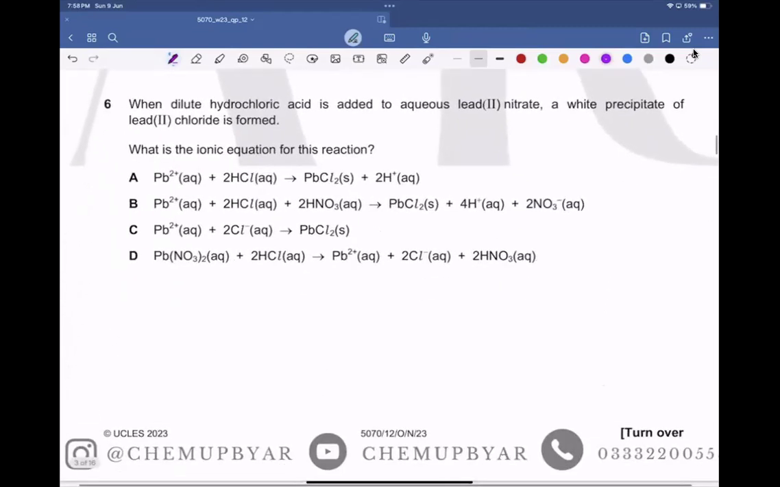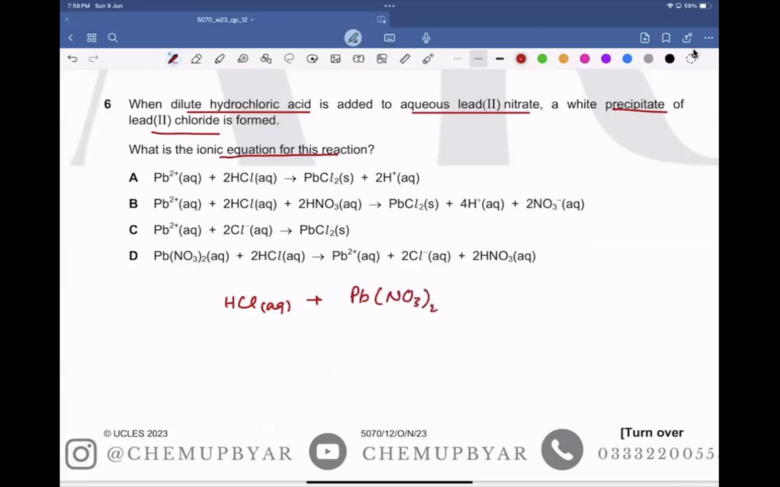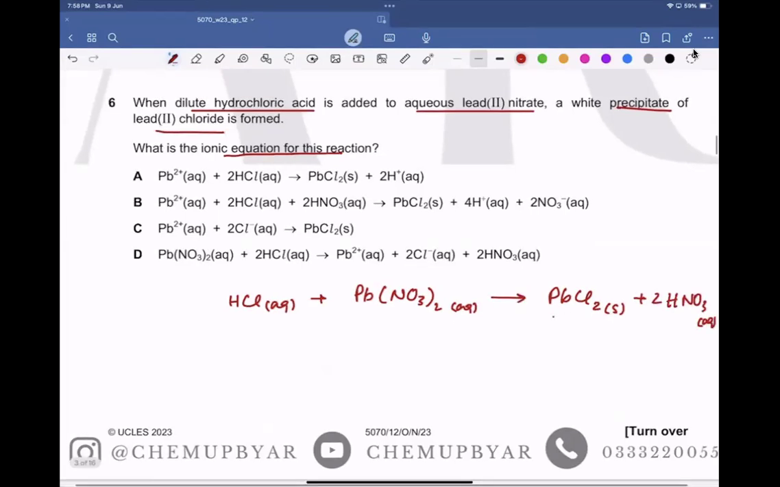Now, question number 6. When dilute hydrochloric acid is added to aqueous lead nitrate, a white precipitate of lead chloride is formed. Write an ionic equation. HCl is aqueous and lead nitrate, as they have mentioned, is also aqueous. So what would we get? Lead chloride, which forms a white precipitate, and nitric acid, which is aqueous. This is solid and these are aqueous.